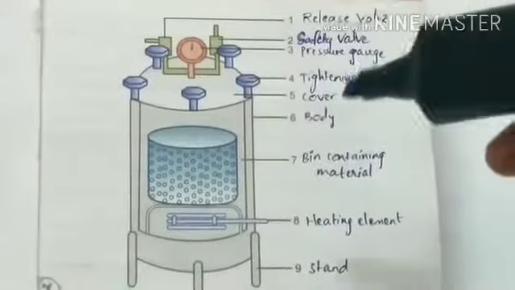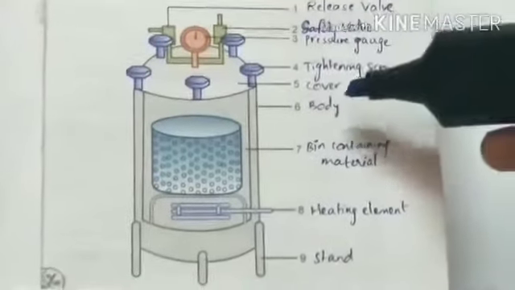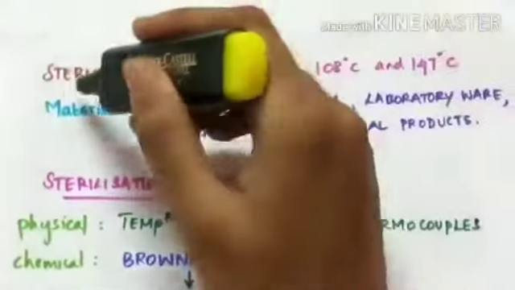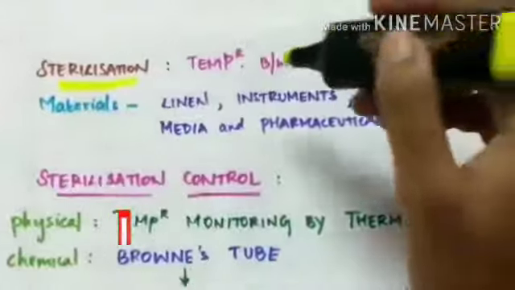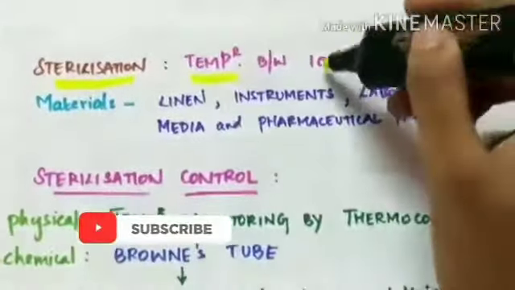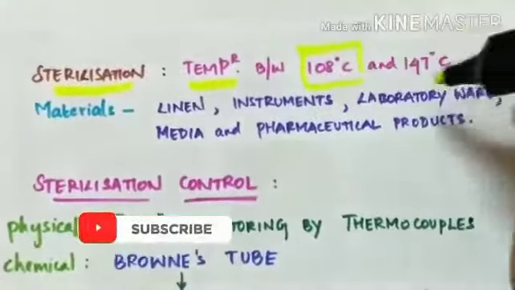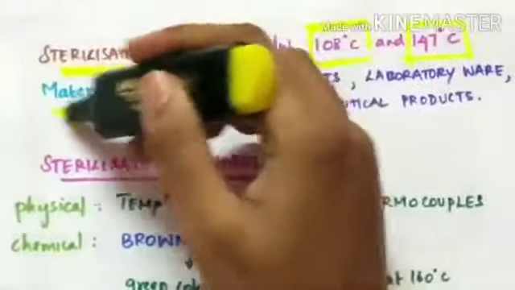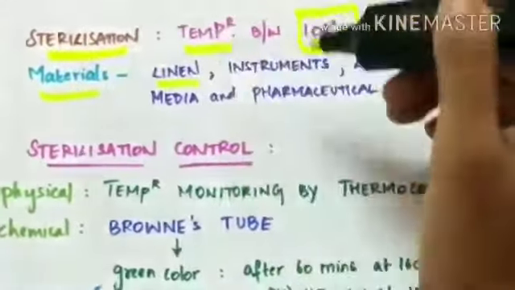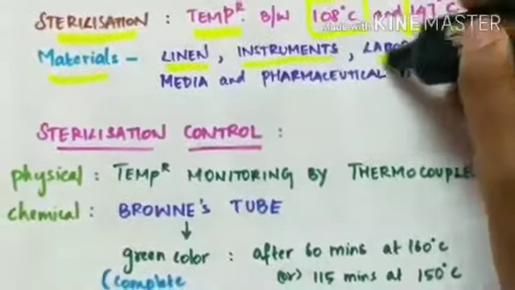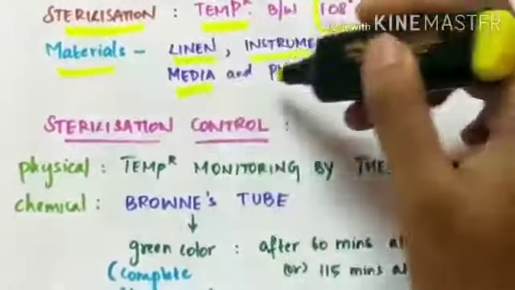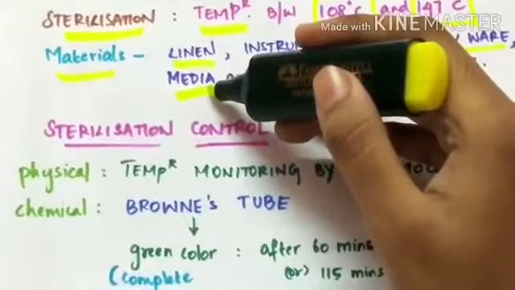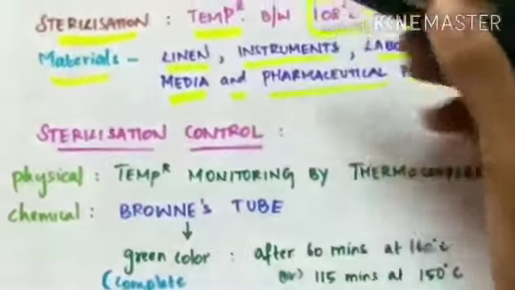This is a picture of an autoclave, and these are its parts as indicated. The sterilization in autoclave is carried out at temperature between 108 degrees Celsius and 147 degrees Celsius. It is used for sterilizing materials like linen, instruments, laboratory ware, media and pharmaceutical products. So for sterilizing all the culture media, autoclave is used.